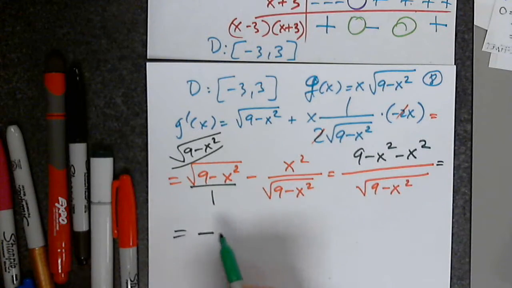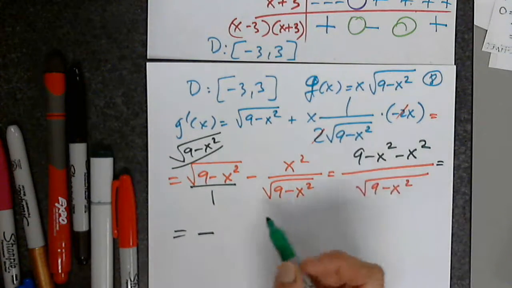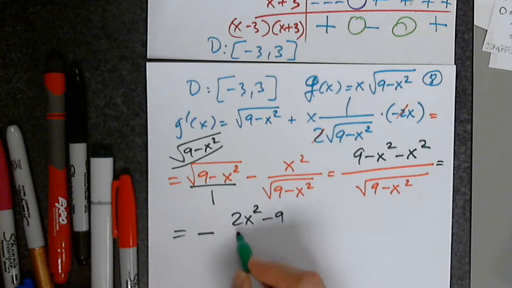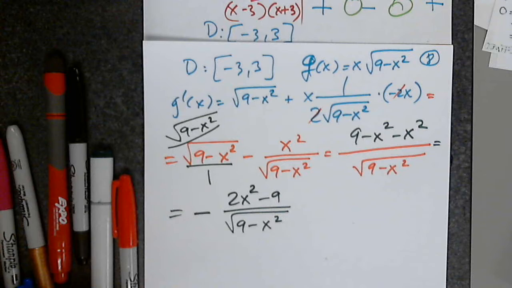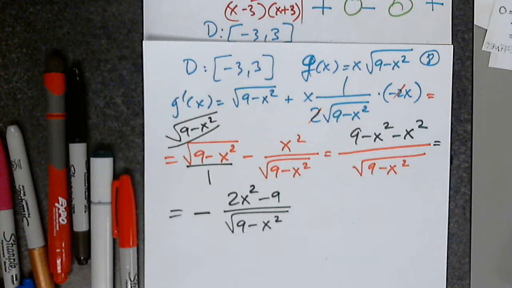So I will factor out -1. This is -2x plus 9. So 2x squared minus 9 over the square root of 9 minus x squared. All this work was only for finding g prime. Are you okay with the g prime? Any questions, please? Any questions on g prime?